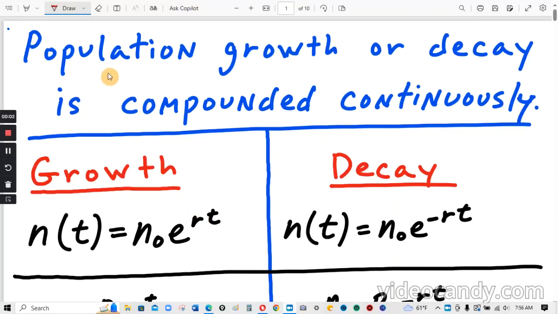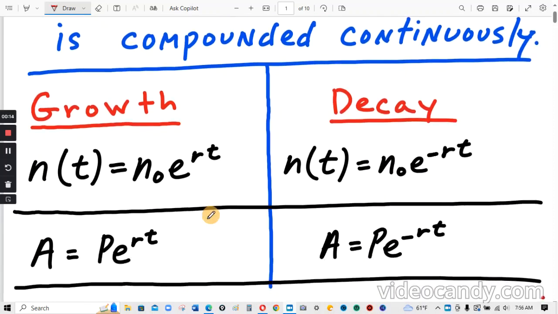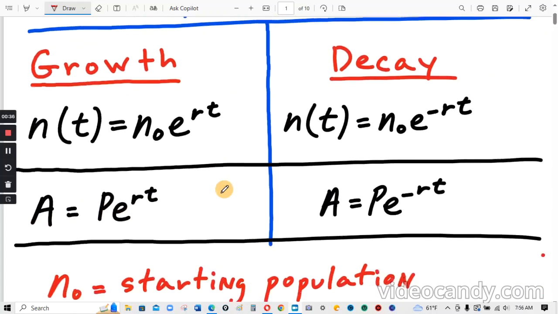All right, so you want to remember that population growth or decay is compounded continuously. So there's special formulas for that. It's really the same formula. For the growth formula, N of t equals N sub 0 e to the power of rt. If you have a hard time remembering this, just remember the continuous compound interest formula: A equals Pe to the rt, A equals Pert. It's really the same formula.